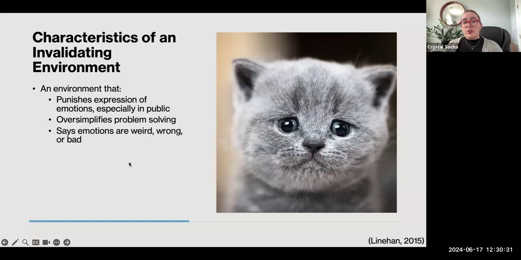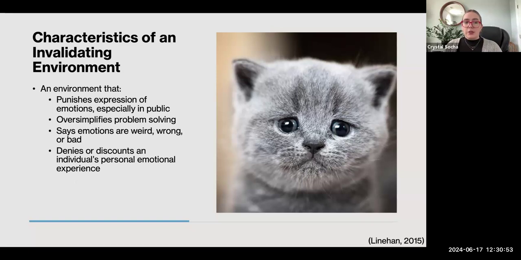An environment that says emotions are weird, wrong, or bad. So maybe, again, I'm going to turn to childhood because this, of course, influences how we are seeing adults. But perhaps telling a child that is such a dumb thing to say as it relates to their emotions. An environment that denies or discounts an individual's personal emotional experience. So a parent or an adult might be saying to a child, you don't feel sad, you're angry. Nobody else would feel that way.